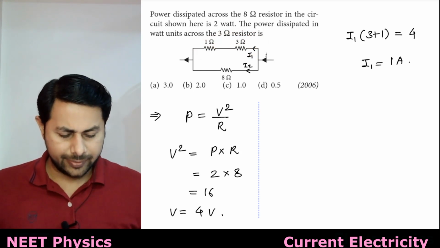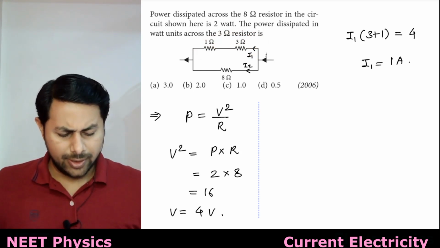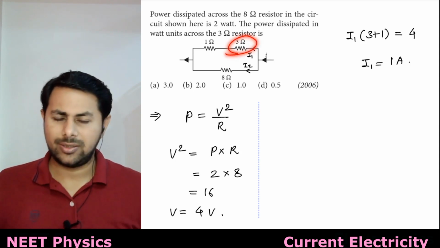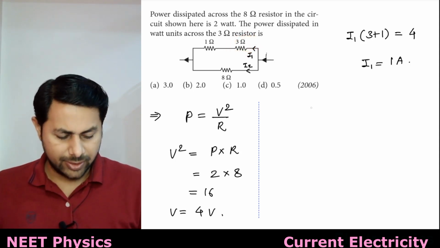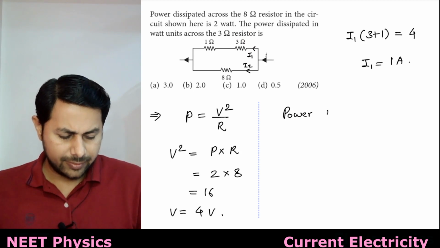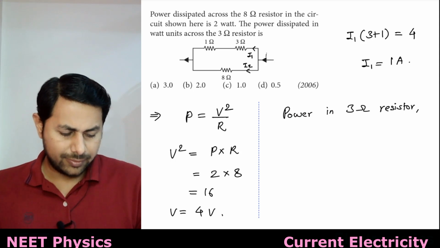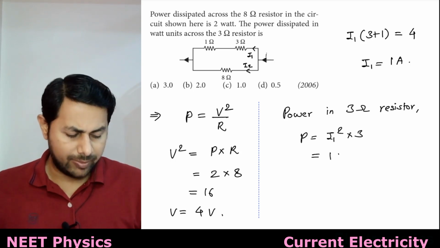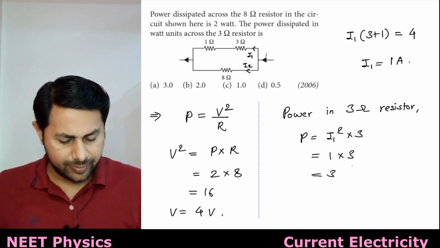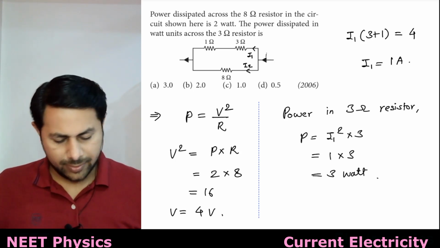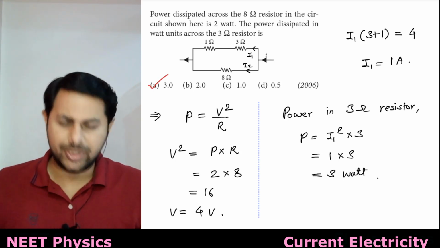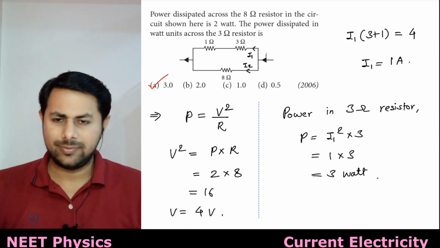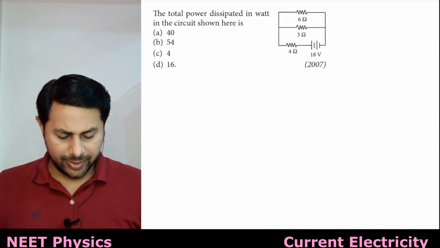And then what would be the power dissipated in this one? It is just I square R. So power in the 3 ohm resistor is just equal to I1 square multiplied by 3. So that is 1 multiplied by 3, so 3 watt. So the answer is option A. This one is clear. See next one.